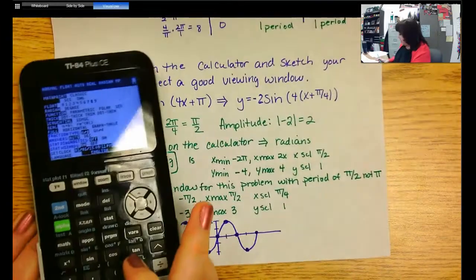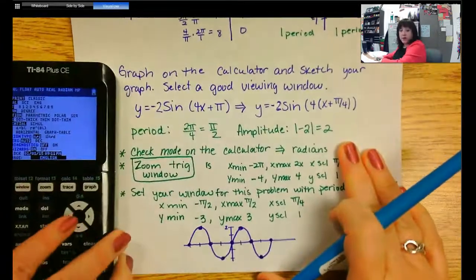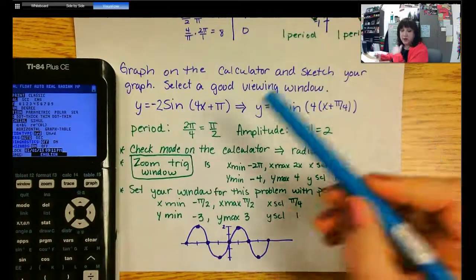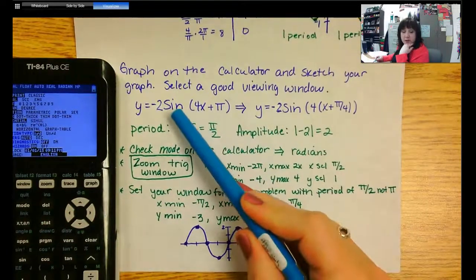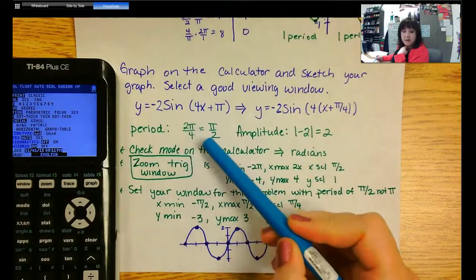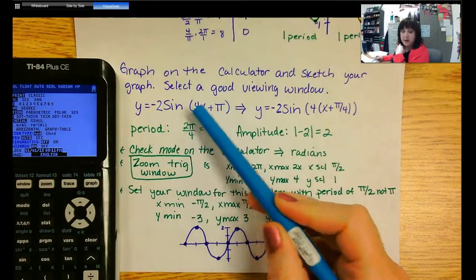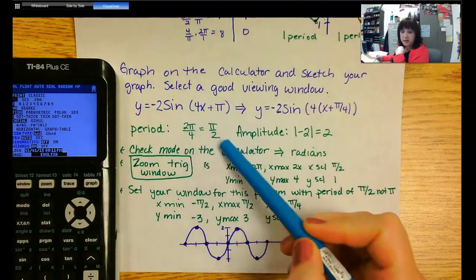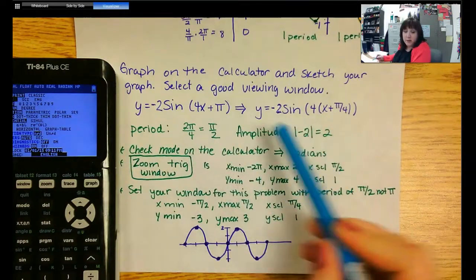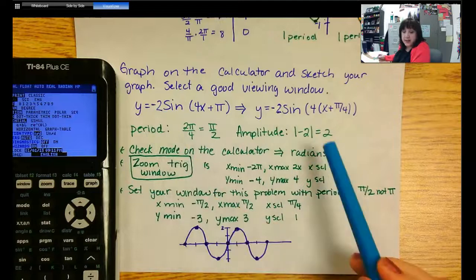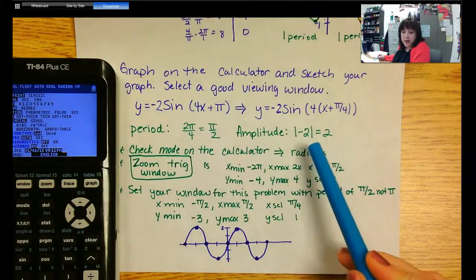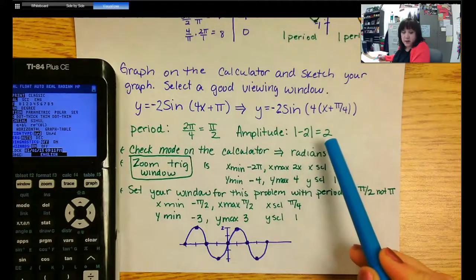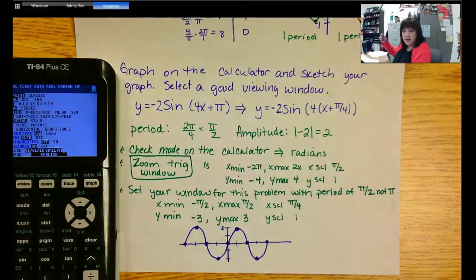And then I am going to make sure I know my period and my amplitude. So sine has an original period of 2 pi. I have a b value of 4, so I'm going to divide by 4, and so I know my period is pi over 2. The amplitude, the number in front of sine, is -2, so the absolute value of -2 is 2, and that gives me my amplitude of 2. That means from the middle line, it's going to go up 2, and it's going to go down 2.